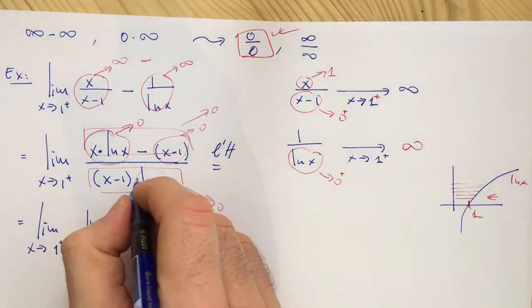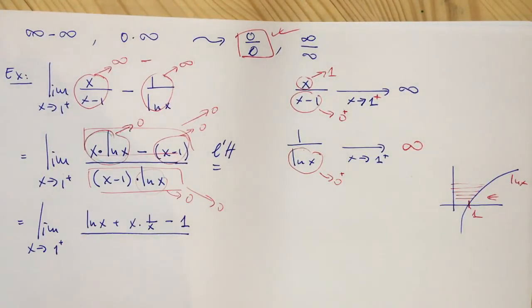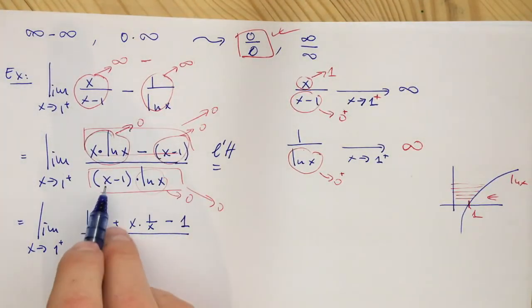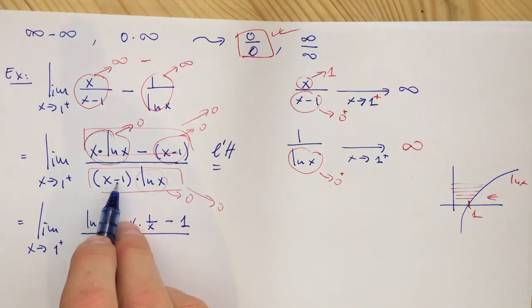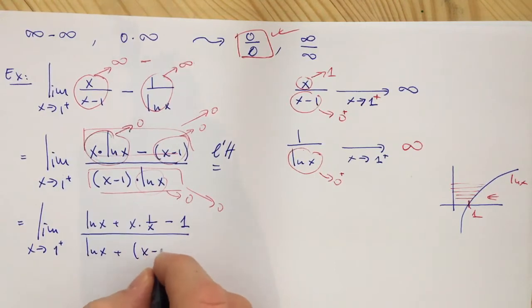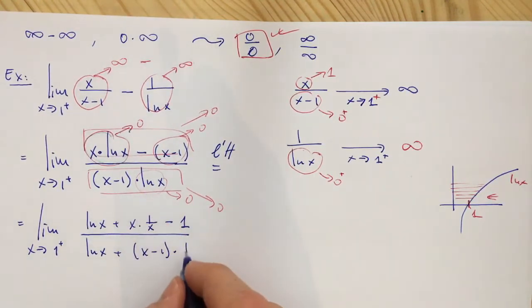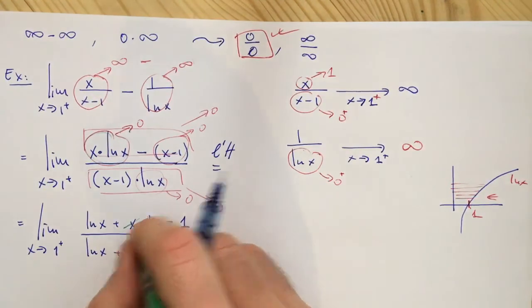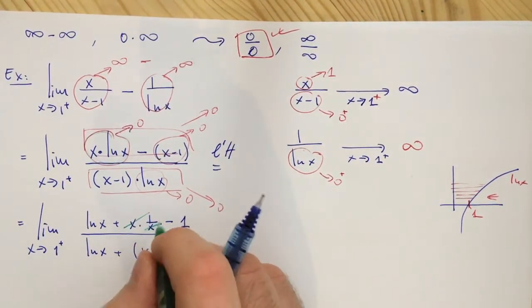In the denominator, again, I have to use the product rule. Derivative of x minus 1 is just 1, so ln of x, plus x minus 1 times the derivative of ln of x, which is 1 over x. So in class I said that it's very important after every application of the L'Hopital's rule to sit down and simplify this expression a little bit.